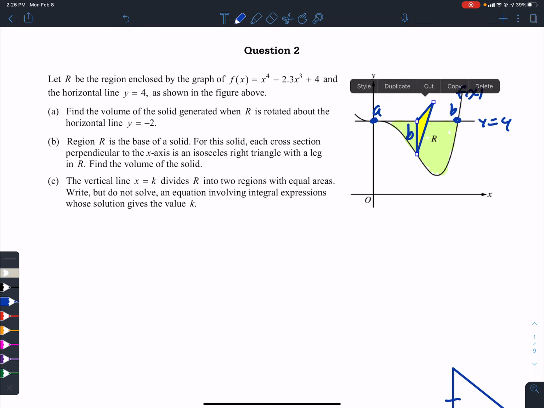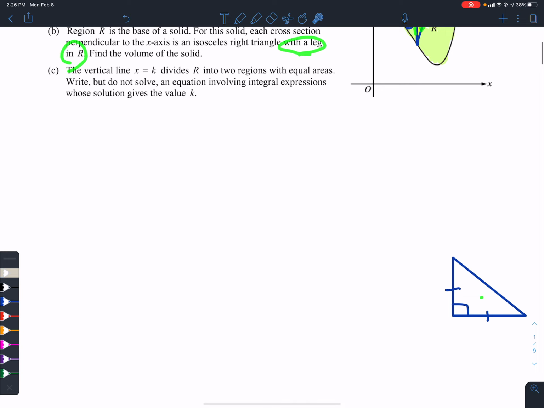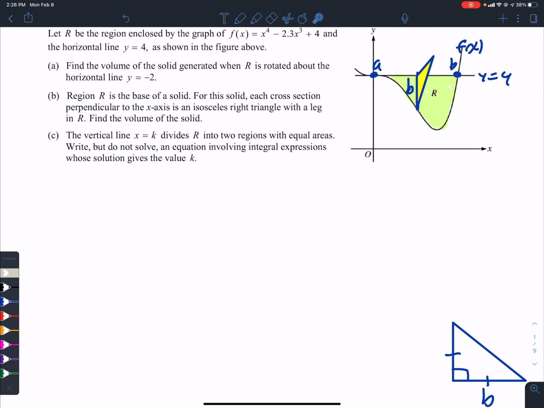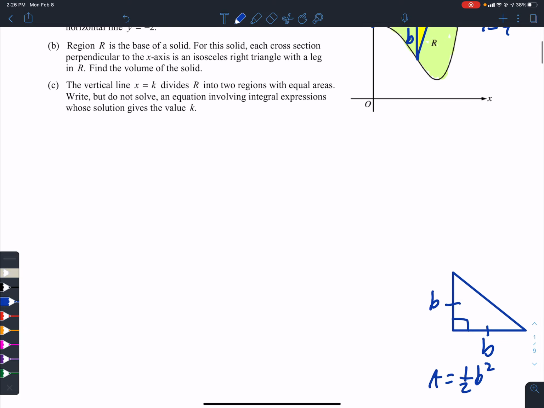But they tell you with a leg in R. So this is a leg, that's a leg, this is the hypotenuse. So it looks like this, where this is the base, that corresponds to that base, and this height is equal to the base because it's an isosceles right triangle, so that's base. So the area is going to be 1/2 base times height, which is the base squared.